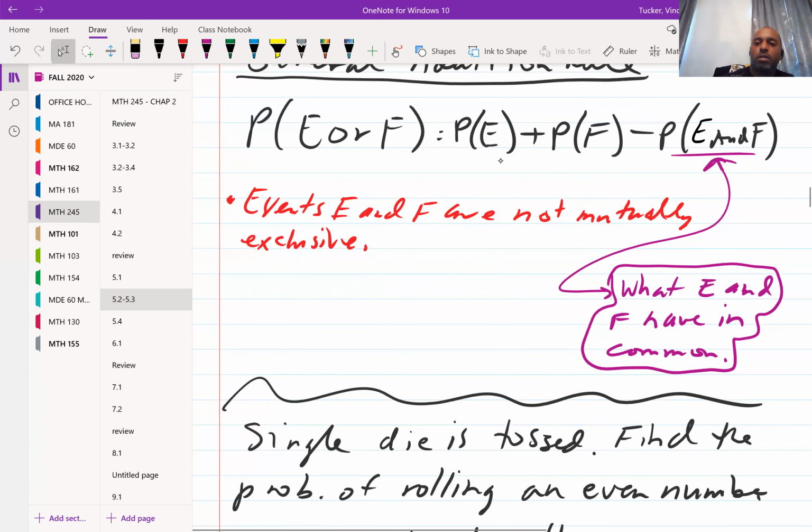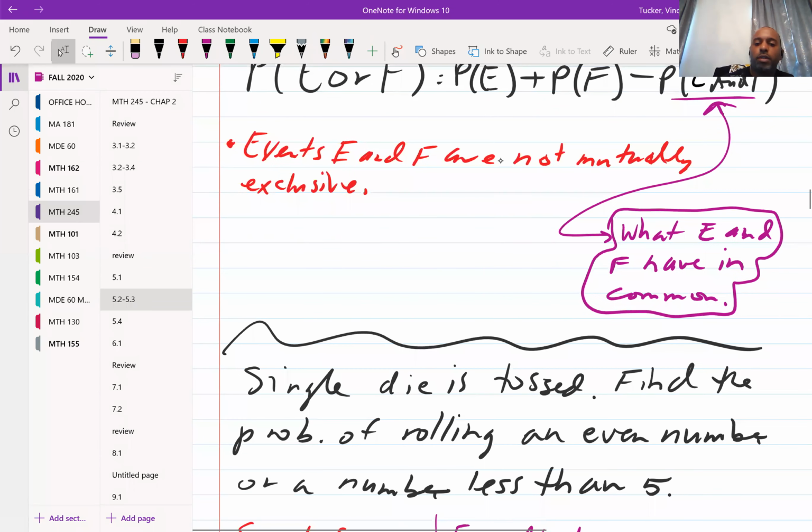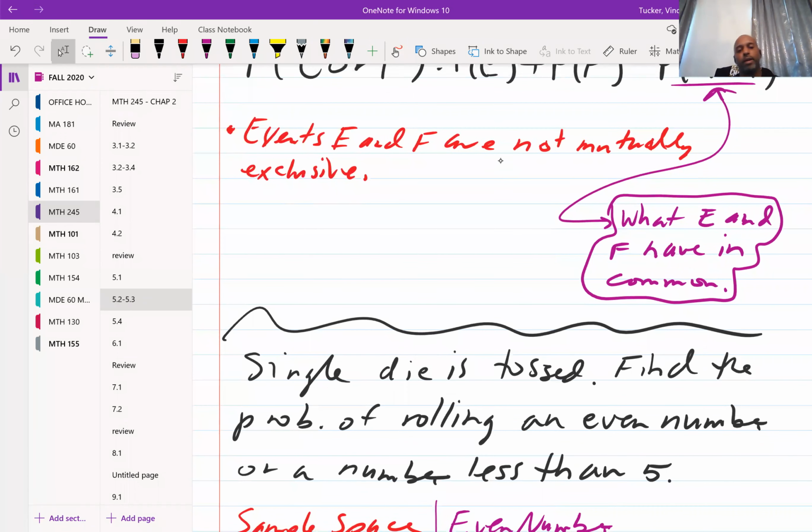All right. Can we scroll up? Are we good? Oh, that's a good spot right there. So this next example, a single die is tossed. So we're going back to our single die. Find the probability of rolling an even number or a number less than 5. So we're looking at rolling an even number or a number less than 5.